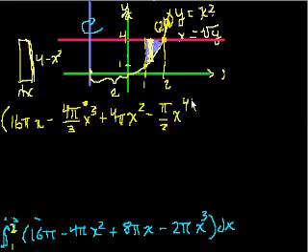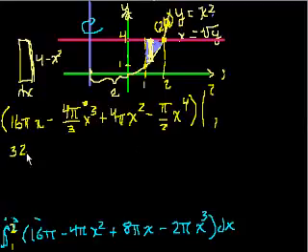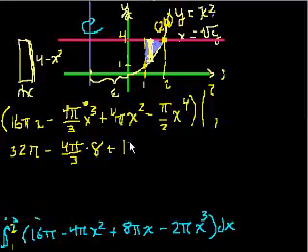I'm going to evaluate that. This is a much hairier problem than what we've been doing, at 2 and at 1. So what is it evaluated at 2? It is 32 pi minus 4 pi over 3 times 8 plus 4 pi times 4 plus 16 pi minus, what's this? 2 to the fourth is 16 divided by 2, minus 8 pi. And then I just realized I'm running out of time, so I will continue this in the next video.